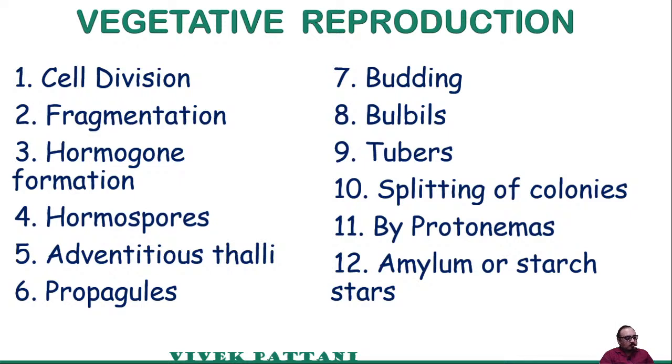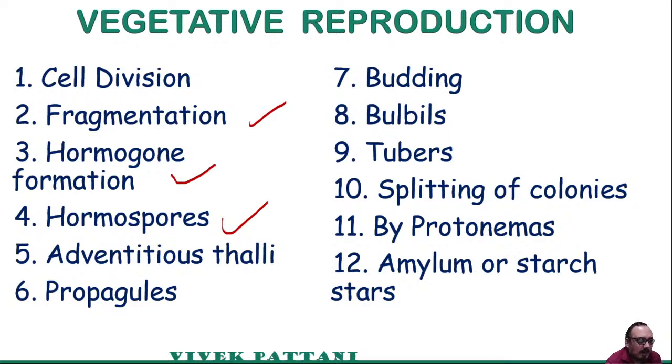The second one is basically fragmentation, known as hormogonia. It may be due to the mechanical pressure or the dissolution of the cross walls caused by shearing strains, and the thallus breaks into two or more cells.